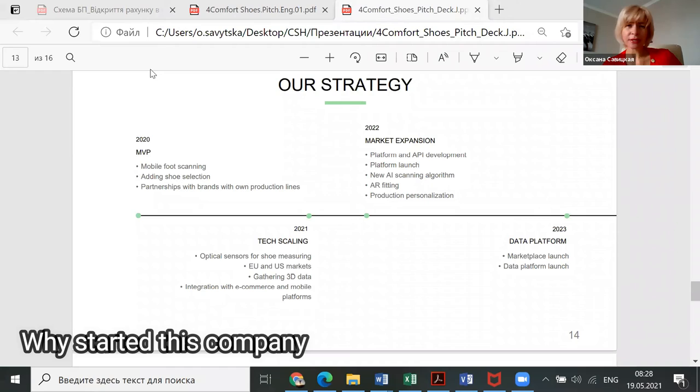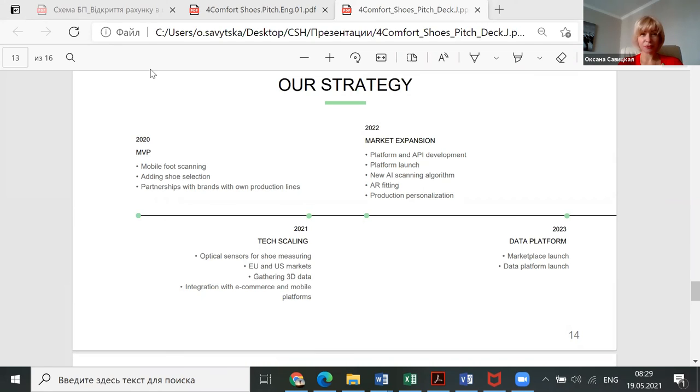Maybe one and a half years ago, one day my daughter and I were going to buy shoes, but we spent a day trying to find comfortable shoes and found nothing. In the evening, I decided that maybe someone had invented something to buy shoes online, and I didn't find any useful solution. So we developed a proof of concept with our developers, and now we expand to the global market.